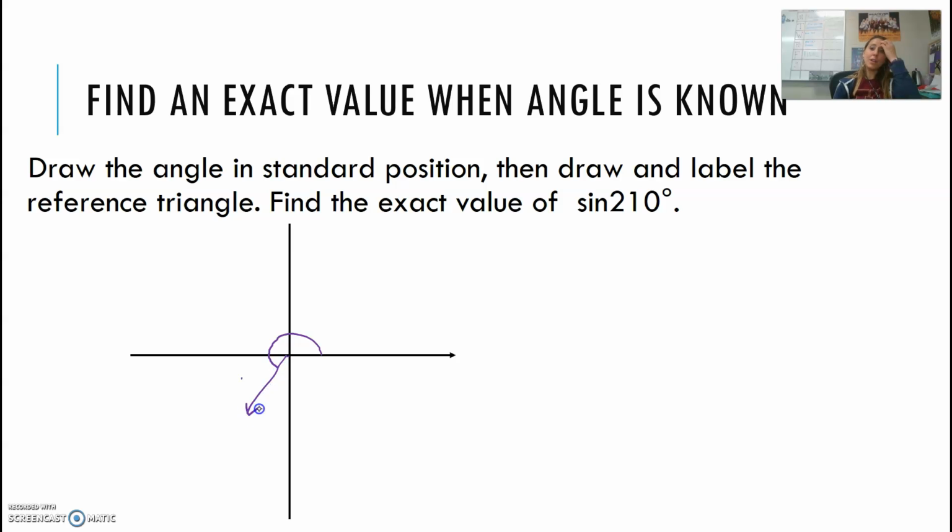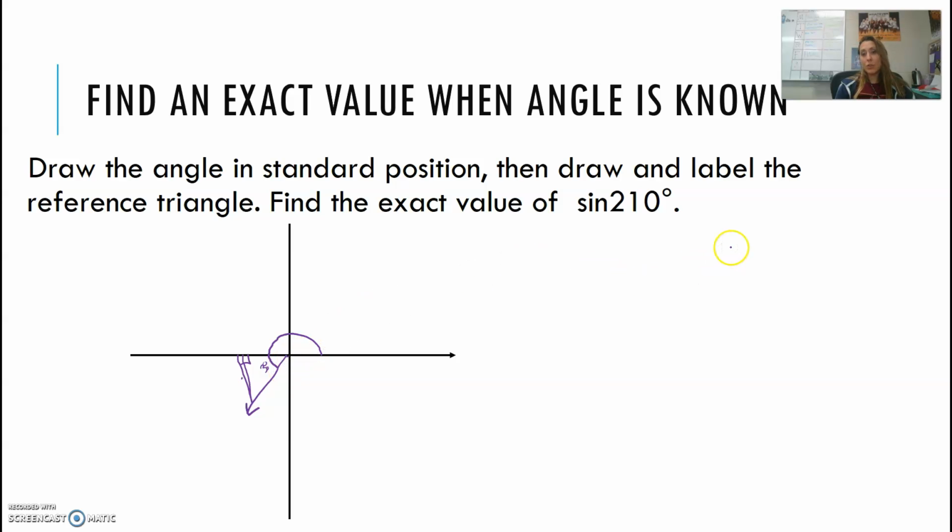But I don't really know how to find that without using a reference angle. So I'm going to use the x-axis as the way to draw my triangle this way. So I have my right angle like that. But I need to figure out what is my reference angle from here to here. Well, if this is 180, I need 30 more degrees. So 30 more degrees to get to this ray.